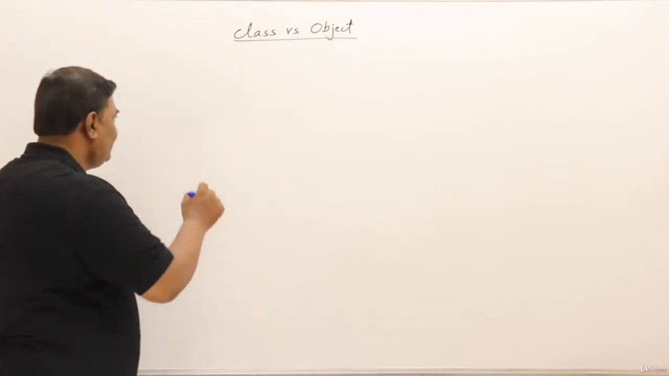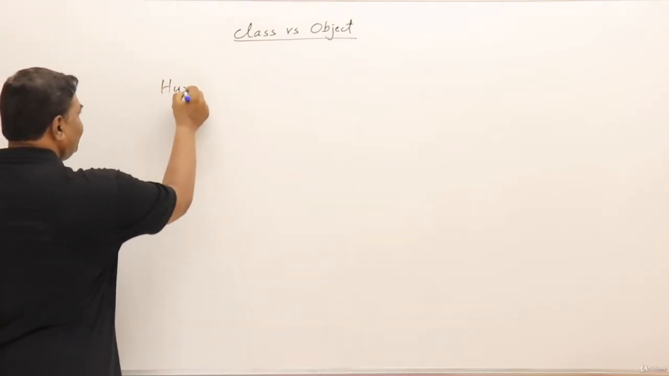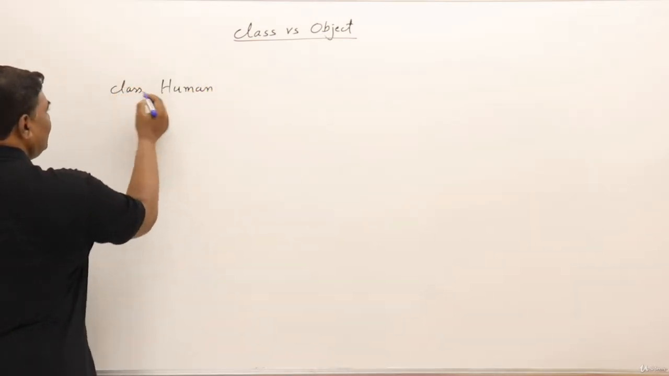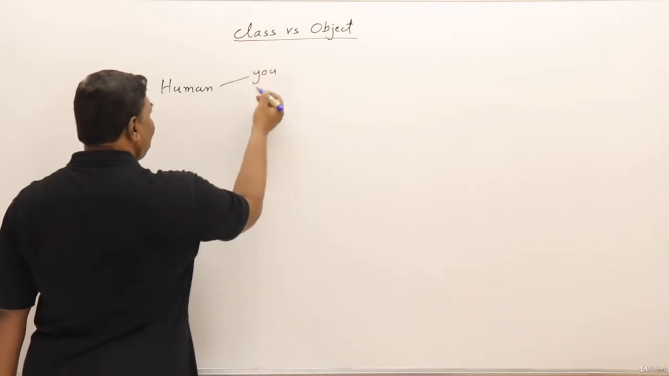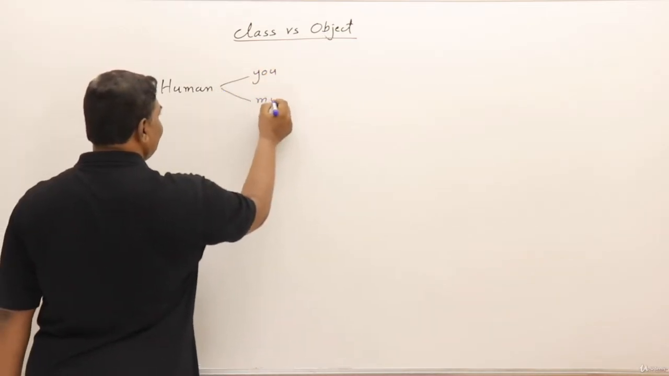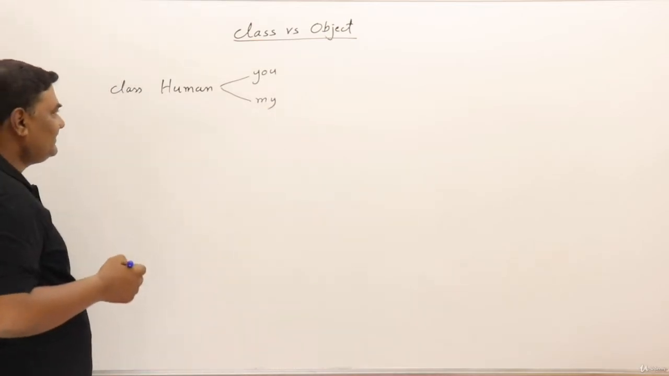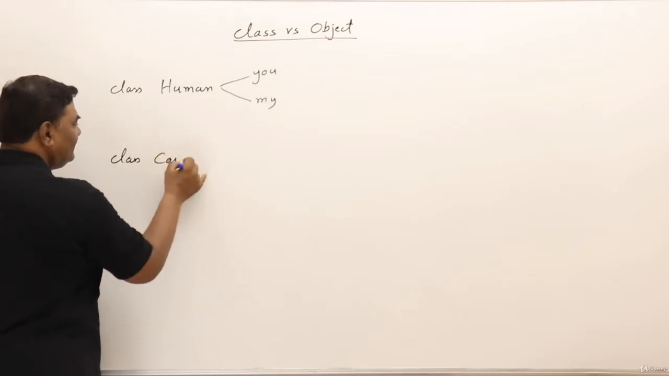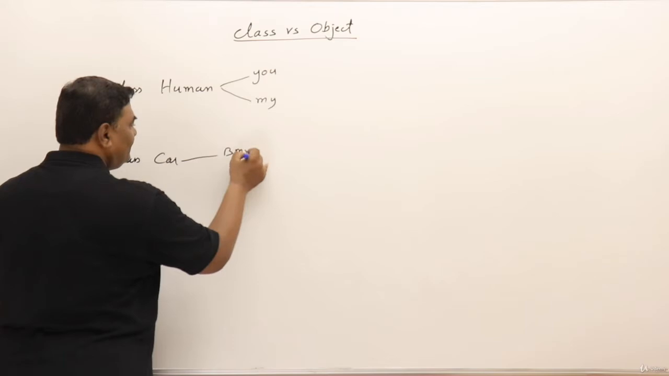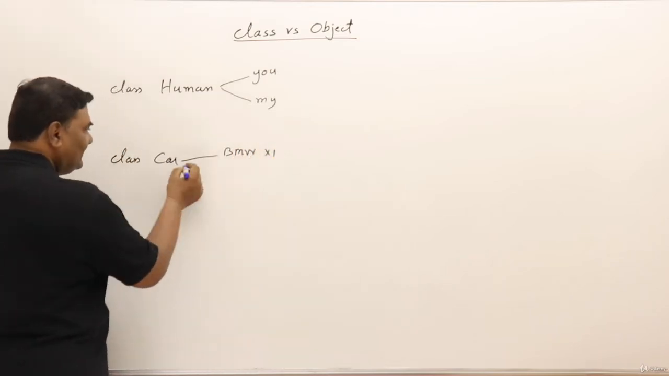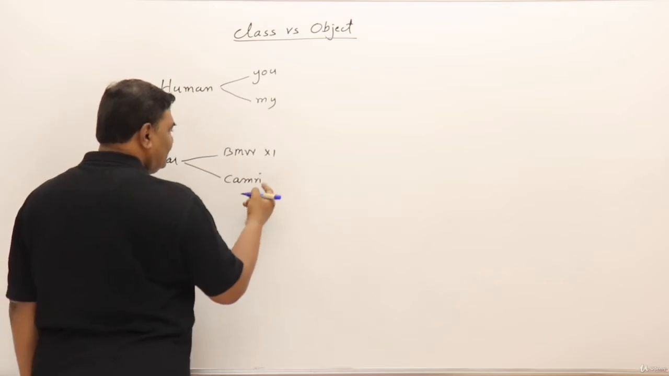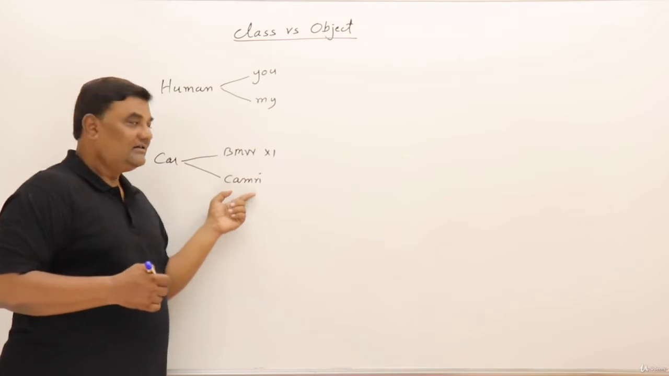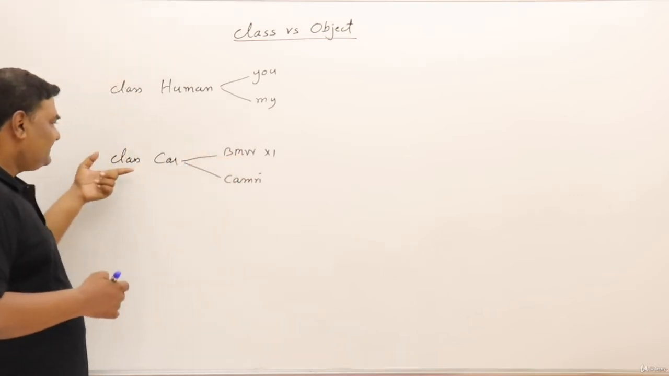So if I take examples like human beings, human being is a class. You are an object of the human being class and I myself am an object of the human being class. And a class, car. So BMW X1, I guess it's a car, and Camry Toyota is also a car. So this is an object of a car, this is an object of a car, and this is a class.